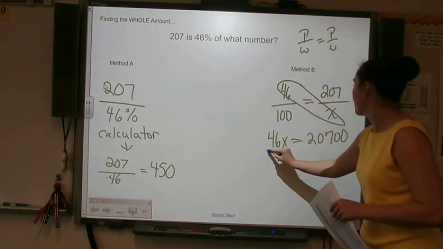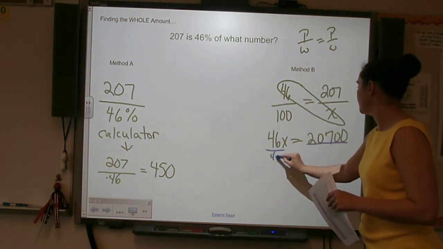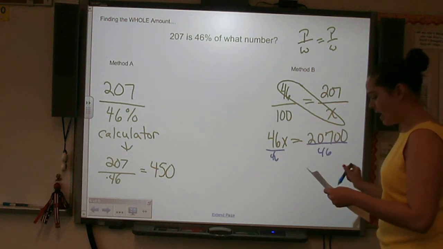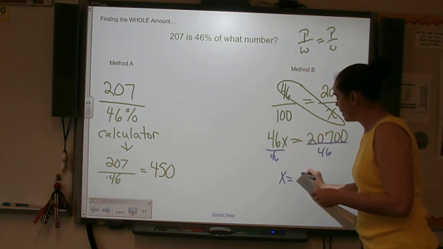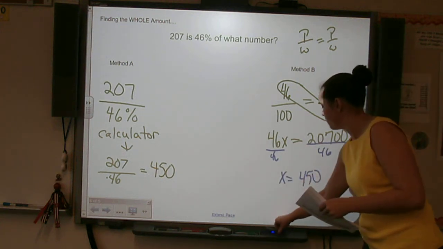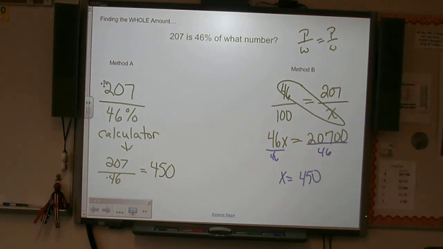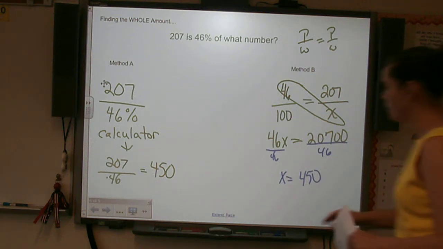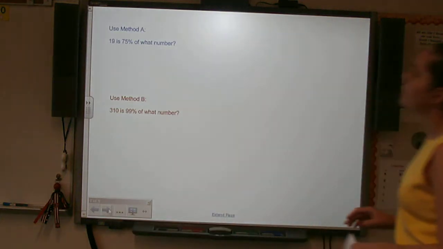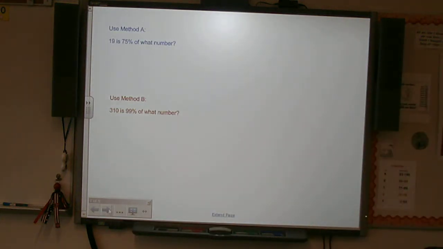Then, to solve for x, we divide both sides by 46. And x is equal to 450. So method A and method B both give you 450. So 207 is 46% of 450.